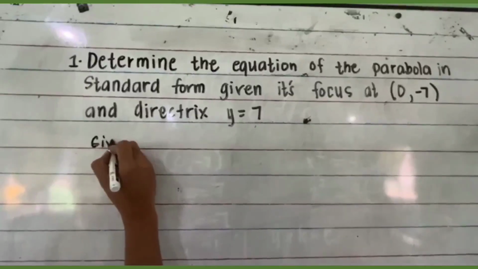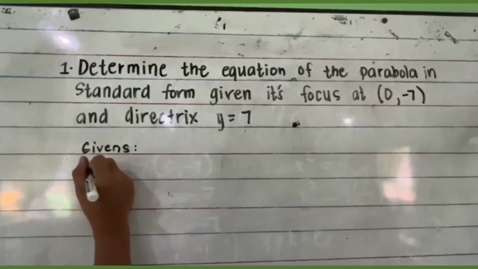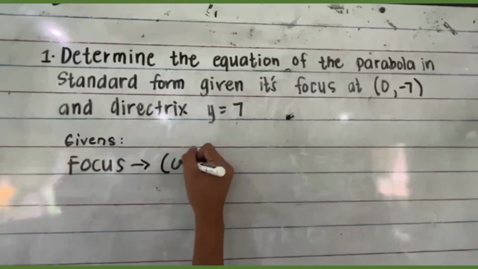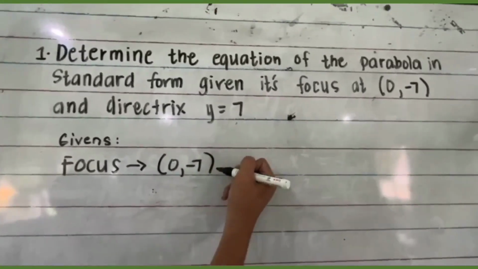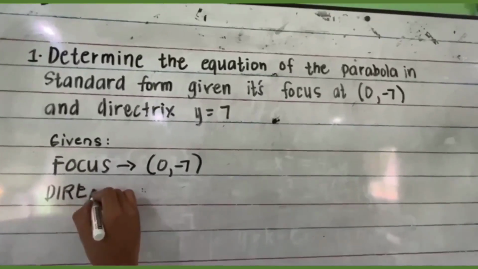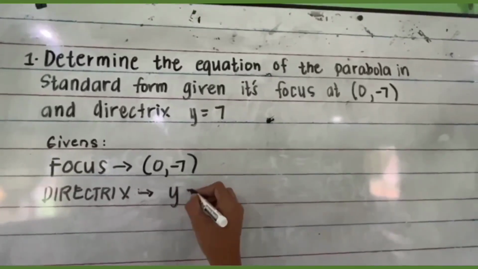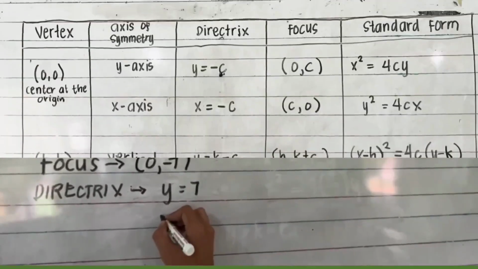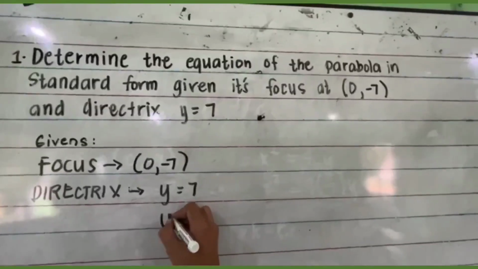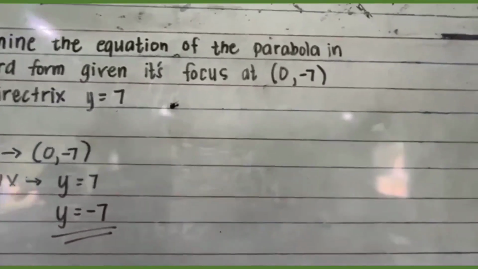First, write the given. Focus (0, negative 7), directrix y equals 7. Since our given is in the y-axis, hence our directrix y should be negative 7, following the formula y equals negative c.